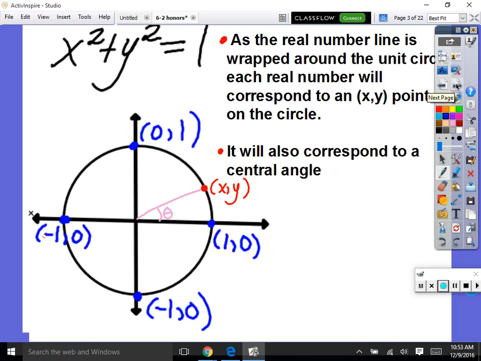So if this is the real number line wrapped around this unit circle with radius of 1, then each point will correspond to a real number, correct everybody? So this is an xy point on the circle. Now it also will correspond to a central angle theta. So if I open up to that xy point right there, this theta is opening up to that point. Is everybody good with that? Okay.